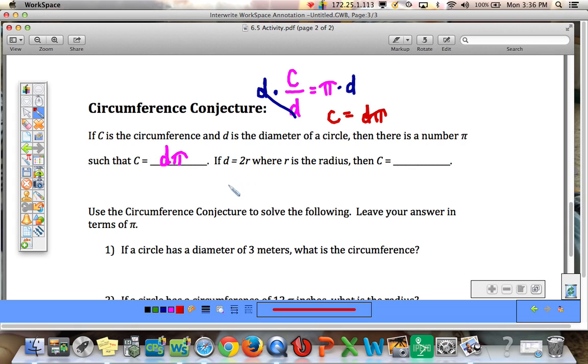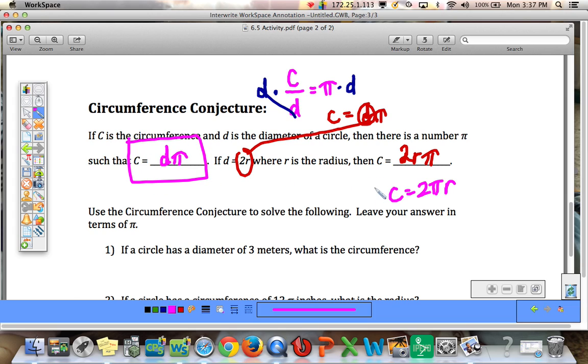Now, in terms of radius, if the diameter is 2r, then we can plug that in for D, and we have a new equation. Circumference is 2r times pi. And usually when we write that equation out, we have circumference equals 2 pi r. And it doesn't matter when you're multiplying everything what order you write it out in. So here's two equations. Circumference is diameter times pi, or circumference is 2 pi r.